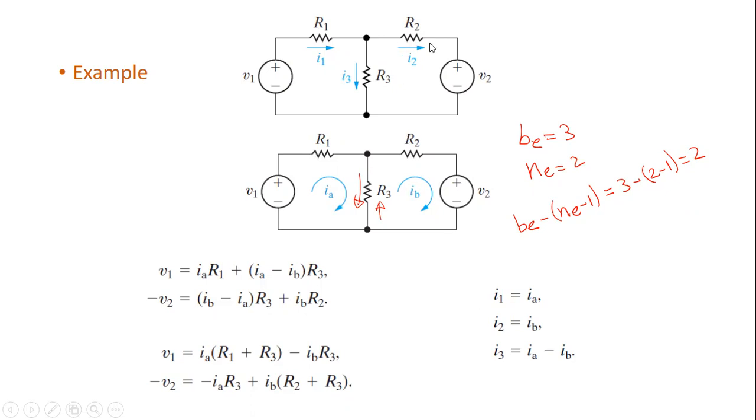In this branch, I2 will be equal to IB. And I3, which is going downward, will be IA that is going downward minus IB, which is going upward. I'm repeating: I3 is equal to IA minus IB. Any questions, please, on this slide? Is it clear, please? Yes. Okay.